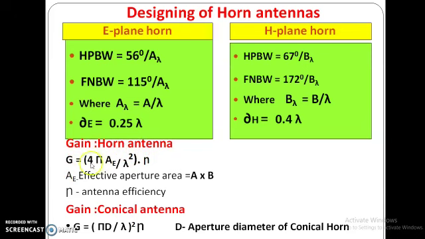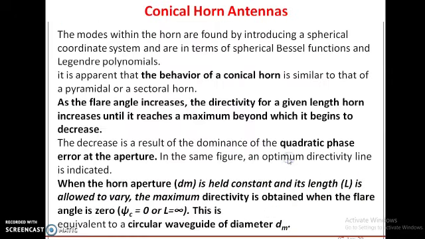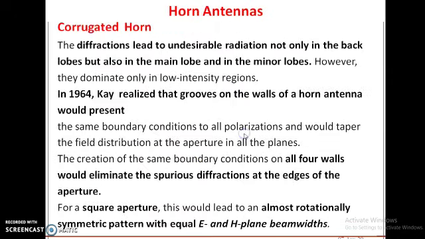This is the gain of a horn antenna. G is equal to 4 pi AE upon lambda square into eta, where eta is the antenna efficiency. AE is the aperture area, that is, the large dimension A multiplied by the large dimension B. Gain of the conical horn antenna is pi d upon lambda whole square into eta, where d is the diameter of a conical horn. With these formulas we can find out the gain. This is a conical horn antenna.